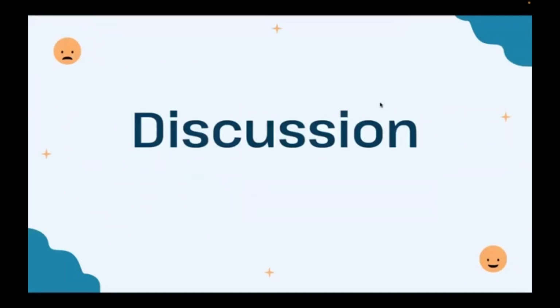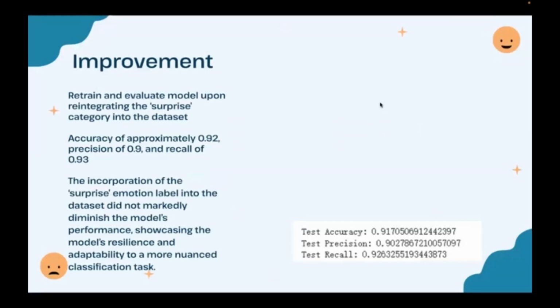Now it's the discussion. In our sentiment analysis model's continuous improvement process, we integrated the surprise emotion and retrained the model. This inclusion only slightly adjusted the model's accuracy to 92%, precision to 90%, and recall to 93%. Confirming the model's robustness, this robustness is crucial for nuanced sentiment analysis in various applications.